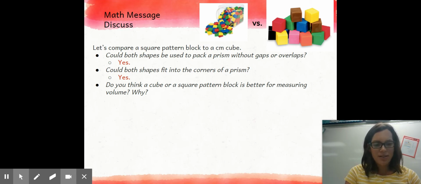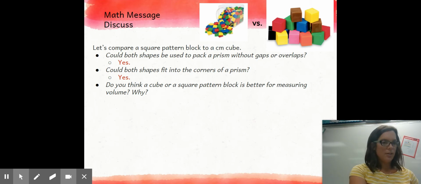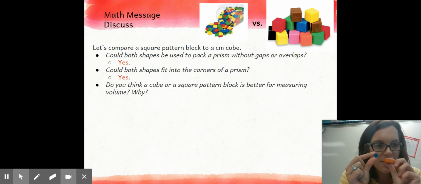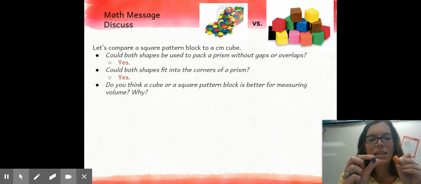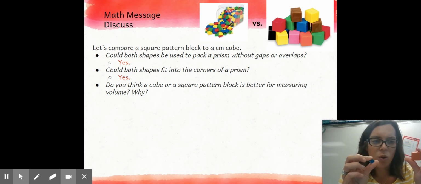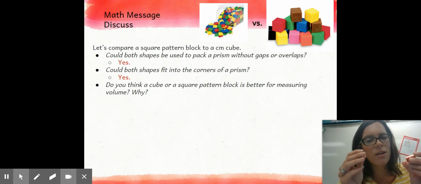Think about the size of a cube versus the size of a square pattern block. What do you notice about the sides of the cube versus the sides of the pattern block? Ask yourself, are they the same all around? Could that make it hard to have gaps or overlaps if they're not the same all around?